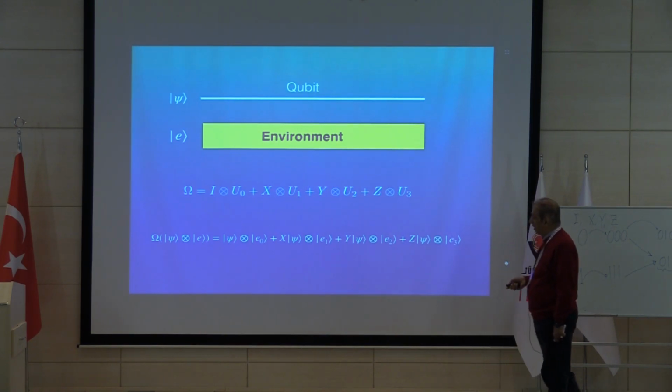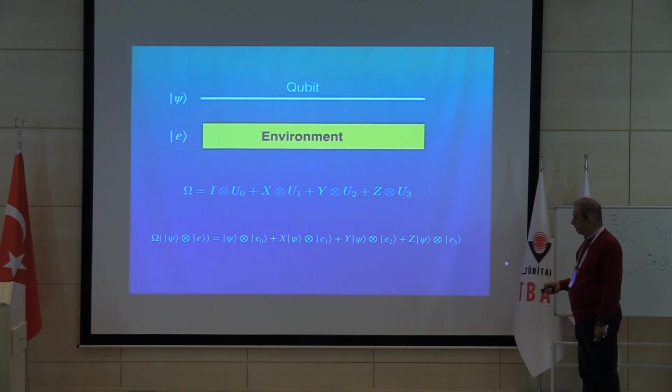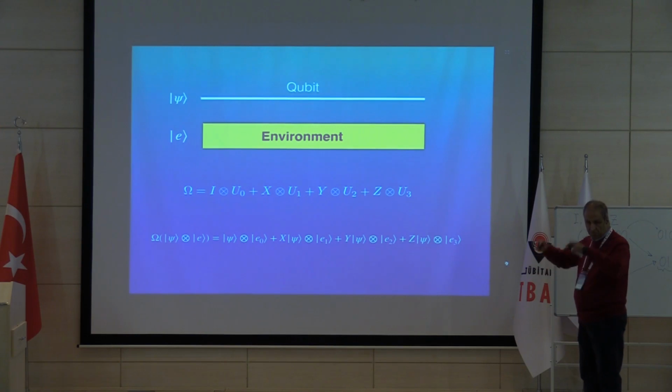So, in effect, omega times psi times E becomes something like this. Psi times E0, where E0 is the state of the environment. X psi times E1, where E1 is the state of the environment. E2 and E3, right?